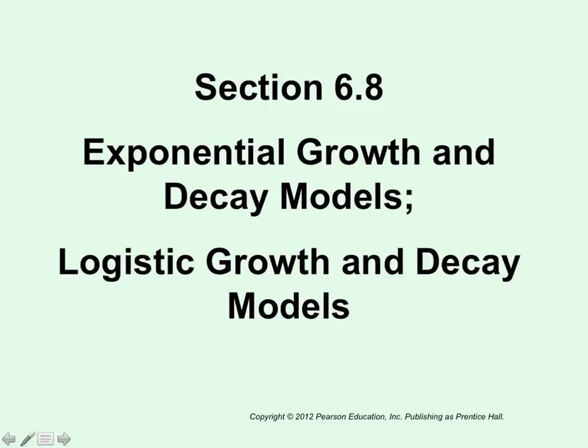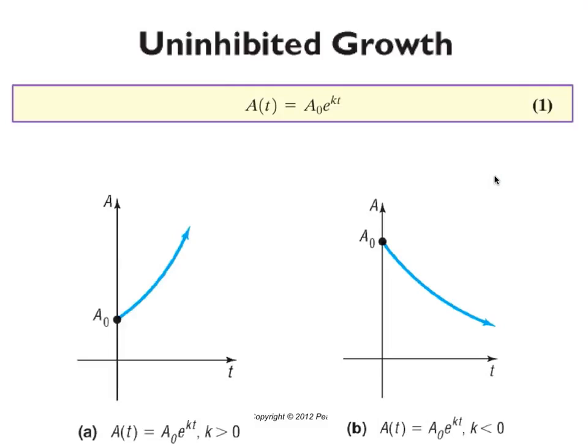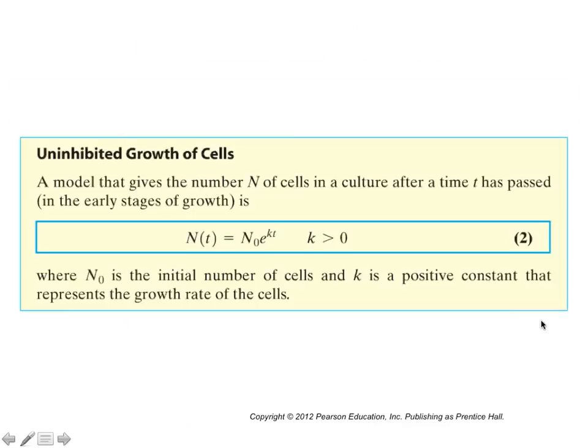Okay, now let's take a look at section 6.h, which goes through exponential growth and decay models, and then also logistic growth. So if you have something with uninhibited growth, it's going to follow this formula here, where A of t equals A naught times e to the kt power. So you have something where you're starting at some initial amount, and then it's growing exponentially here. And then if you have decay, you're also going to start at A naught, but this one is going to be decaying, okay?